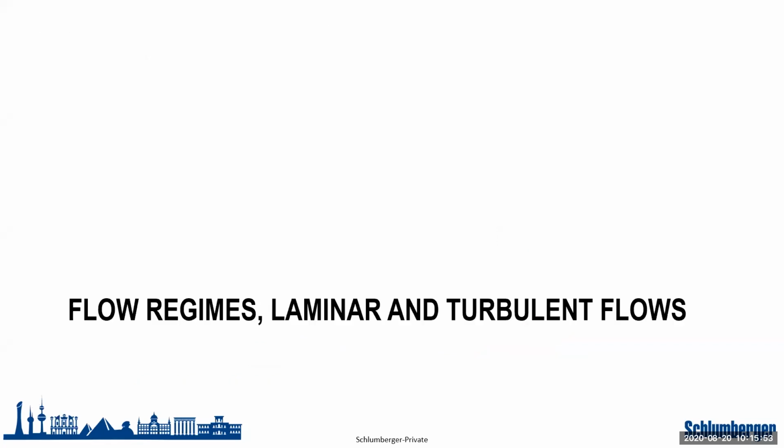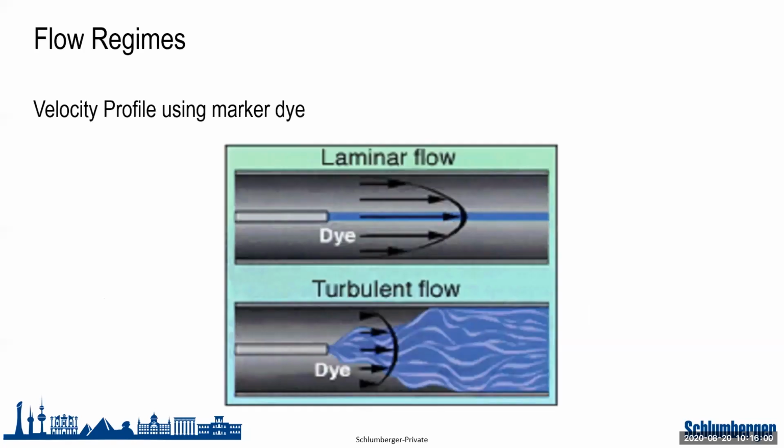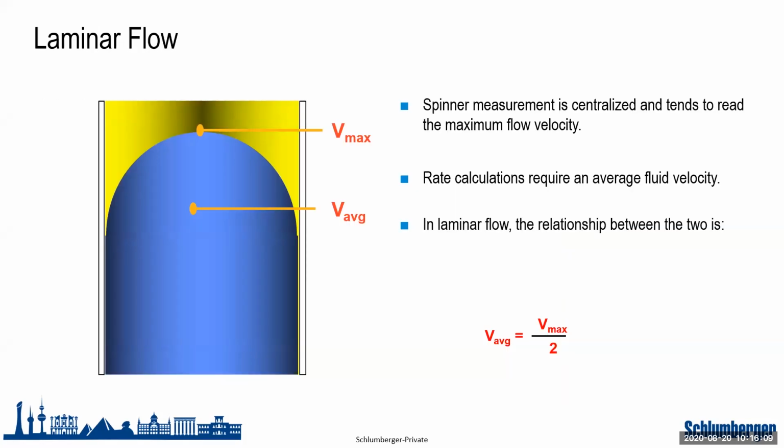Now, we are going to talk a little bit, a very basic understanding on flow regimes. Typically, we will have what we call laminar flow and turbulent flow. How are we going to distinguish laminar flow from turbulent flow? In laminar flow, something we have to understand is that the spinner is actually centralized in the casing. So if I am in the presence of a laminar flow, I will have the spinner reading maximum velocity.